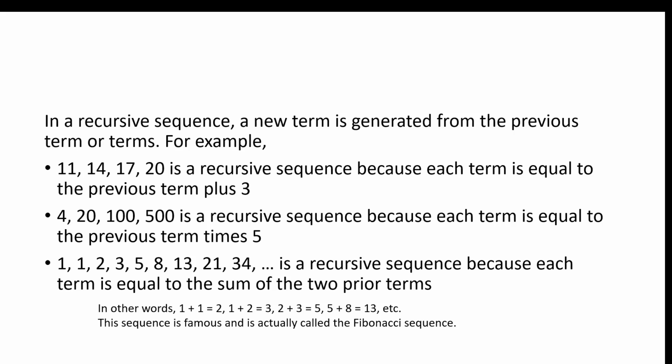1, 1, 2, 3, 5, 8, 13, 21, 34, etc. is a recursive sequence because each term is equal to the sum of the two prior terms. So for instance, 2 is equal to 1 plus 1, 3 is equal to 1 plus 2, 5 is equal to 2 plus 3, 8 is equal to 3 plus 5, etc. Now, this sequence is famous, and it's actually called the Fibonacci sequence.